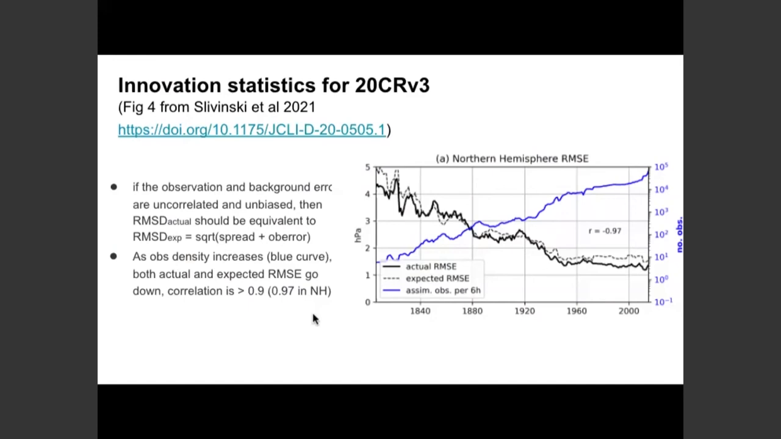So this plot shows, for the whole record of 20CR V3, the black curve is the actual innovation, the RMS difference between the ensemble mean background forecast and the observation. And the dotted curve is the value we predict from the ensemble spread plus the observation error variance. And you see they match pretty well. Correlation is actually 0.97. And as expected, both the innovation and the ensemble spread decrease as the number of observations, represented in the blue curve, increases.